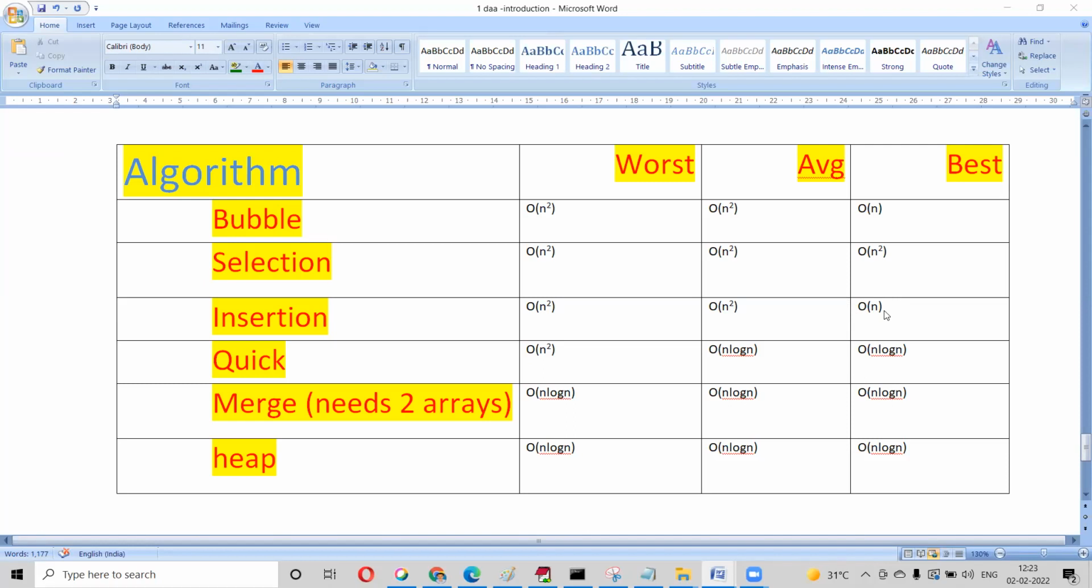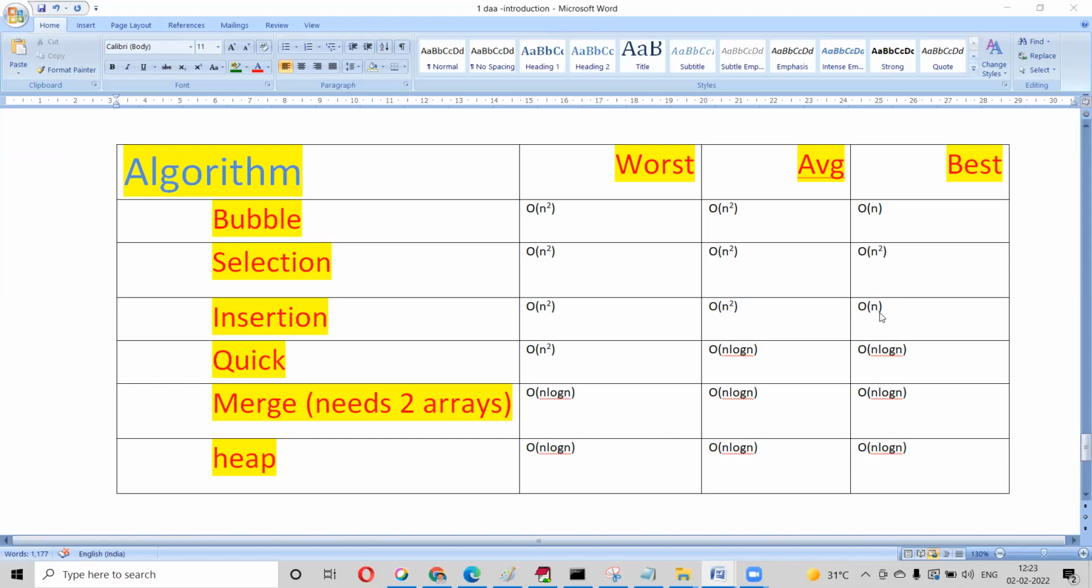What is the best case time complexity of insertion sort? Children, anyone? Best case time complexity of insertion sort, anyone? Yes, please. Anyone speak up. Order of n, big O of n. How is it possible? When the array is already sorted. Yes, the array is already sorted.